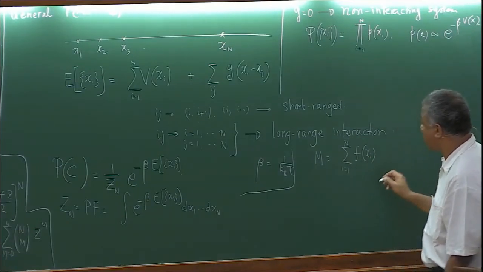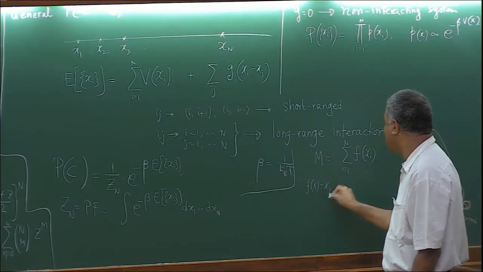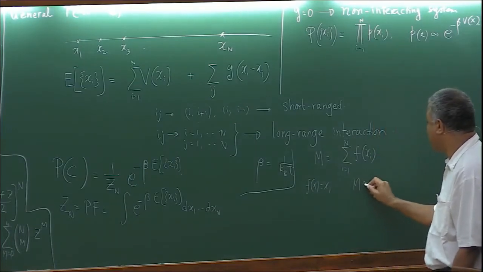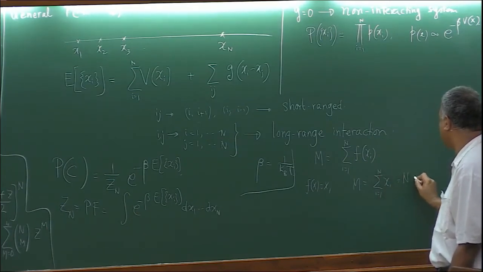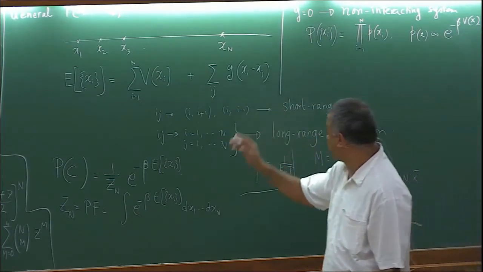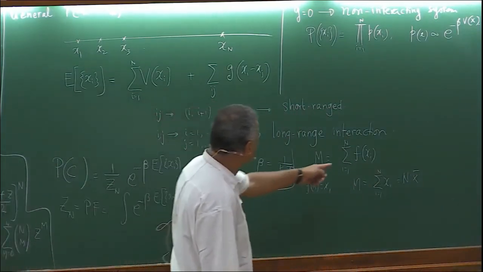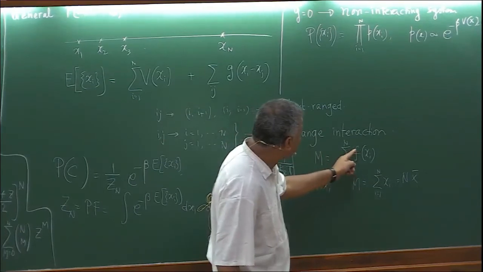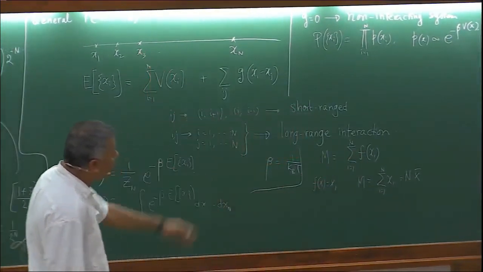So for instance, I could choose the function f of x to be just x. In that case, m is just the sum, which is basically the center of mass. So this is just n times x bar, where x bar is the center of mass of all these particles, okay? Or I could choose the theta function. If I use the theta function, this just indicates the number of particles to the right of the origin.